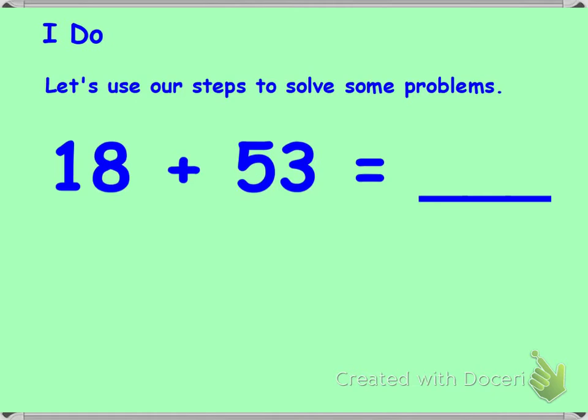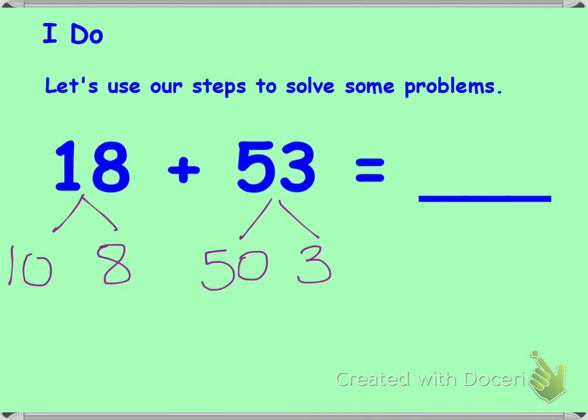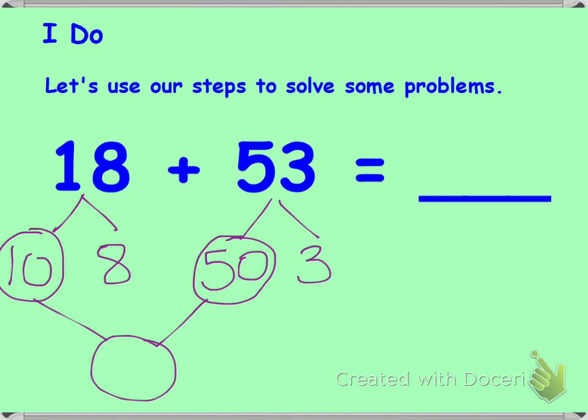So remember, the first thing we're going to do is break apart both numbers as tens and ones. So 18 is 10 and 8. 53 as tens and ones is 50 and 3. Then we have to add our tens. Well, what are our tens that we need to add? Well, that's this 10 right here. That's 1 ten. And this 50, which is 5 tens. 1 ten plus 5 tens. 1 plus 5. Oh, that's 6, which 6 tens is 60. Which 10 plus 50 equals 60.